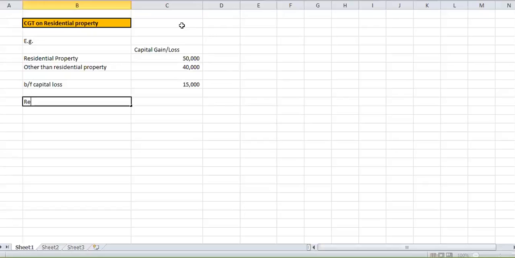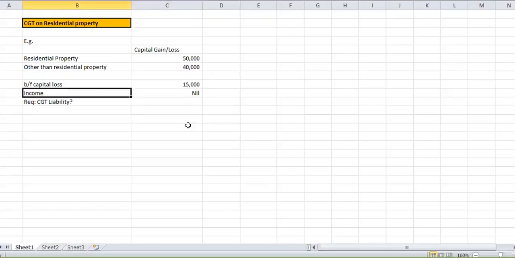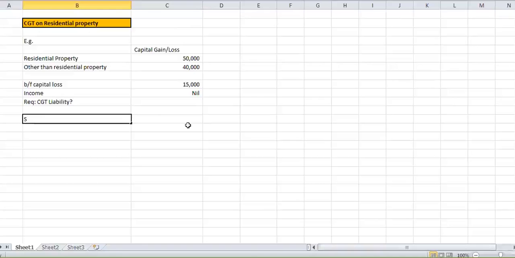What is the requirement? CGT liability. We are required to calculate capital gain tax liability, and please remember, the income of this individual is nil. So let's solve this one.